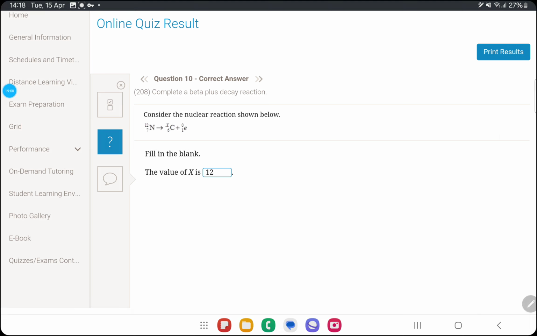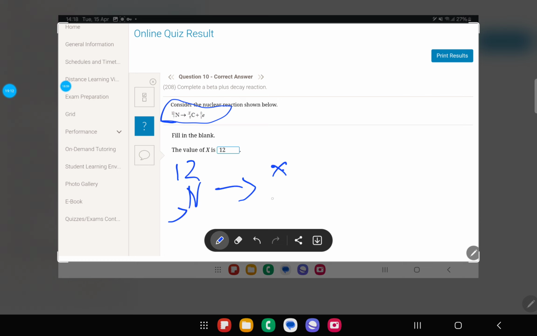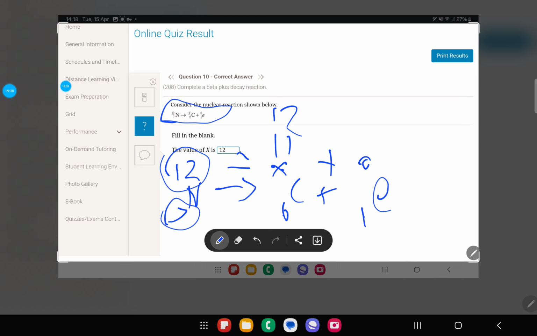Okay, it's not really important to know, but just for extra information. So nitrogen 12, 7 makes up X, C, 6 plus 0, 1, e. Okay, they want us to find X. Since this nuclide here makes up these two, we can just add them up. 6 plus 1 is 7, so that would make 7. So what should X be to add with zero for them to be 12? So X plus 0 equals 12. X will be 12. So X is equal to 12.